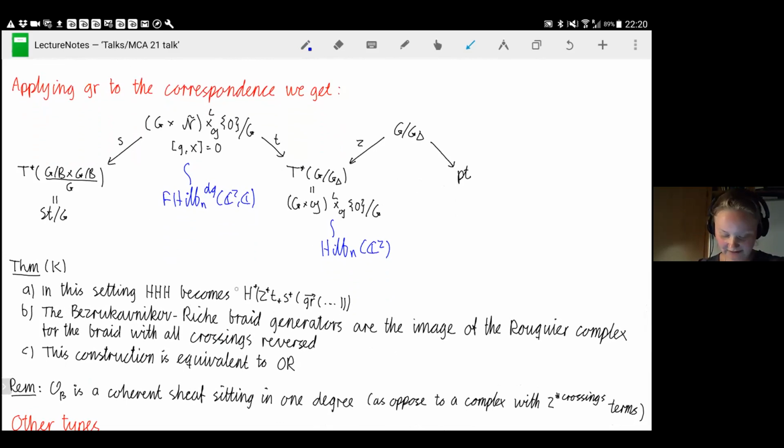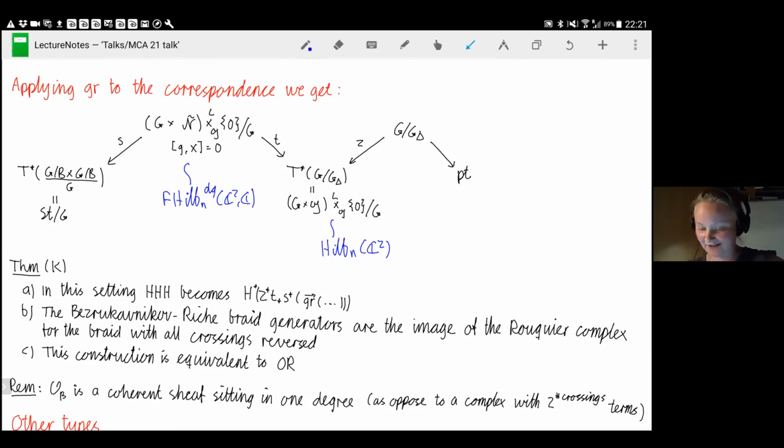Okay, so this is what I just said, that indeed, if we run this process, we end up with triply graded homology. And one thing one can observe is that the Rouquier complexes actually turn into the Bezrukavnikov braid generators. So this is another way to see it.